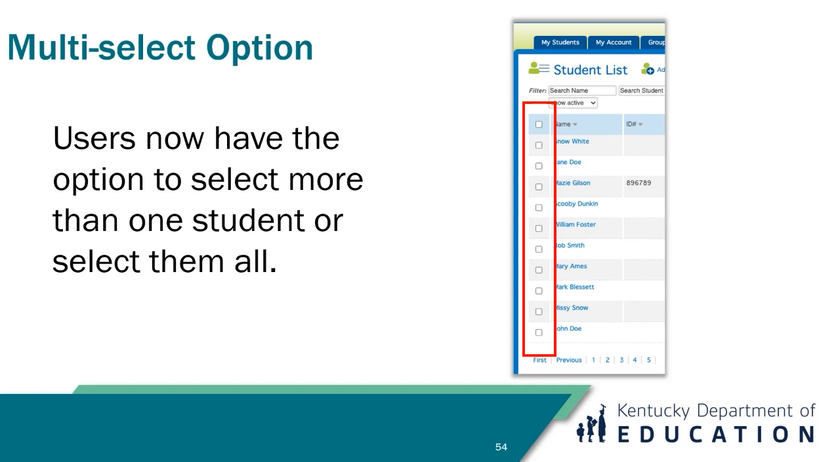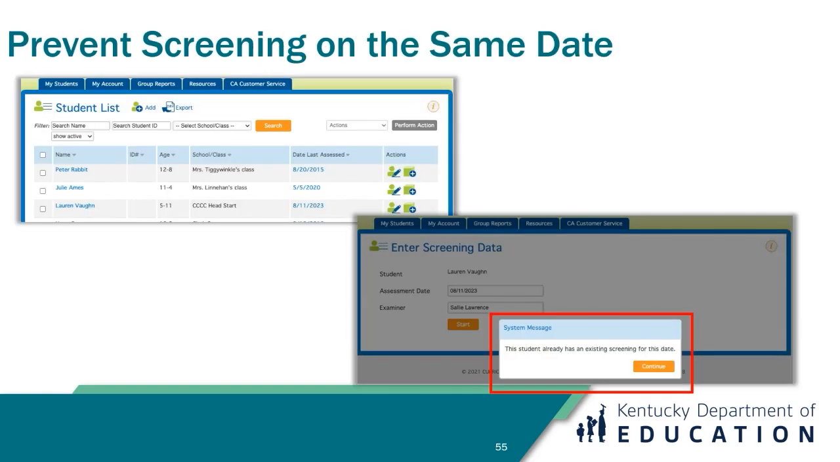Another new feature this screening season is the ability to multi-select students when using the checkboxes to the left of student names. In an effort to assist in preventing duplicate screens, OMS now features a system message alerting data entry staff if the student has an existing screen in the system.